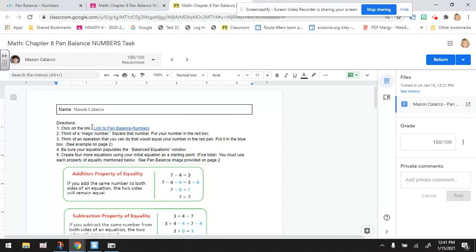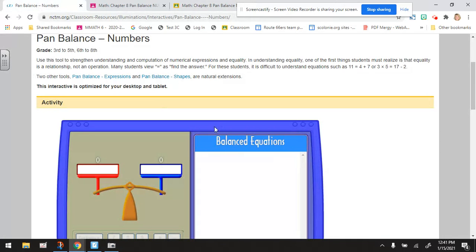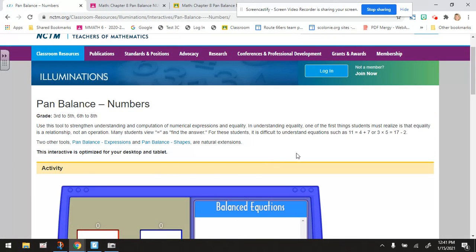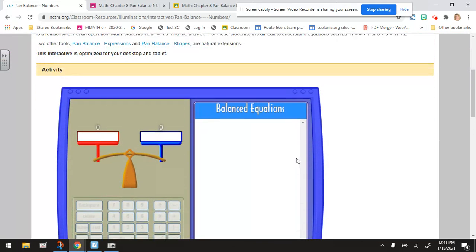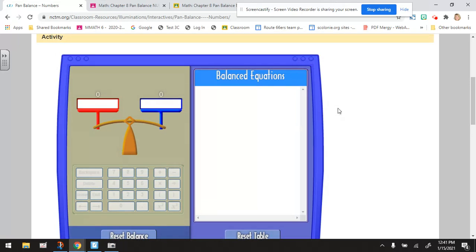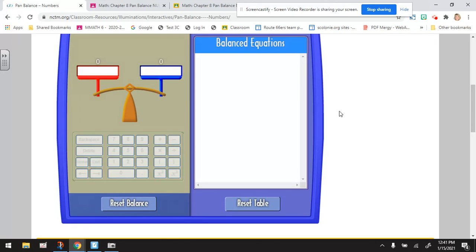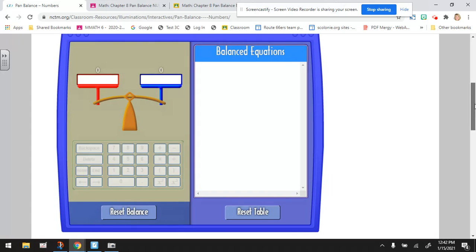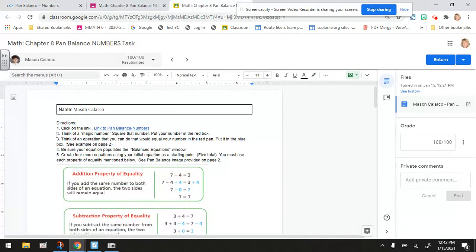Directions. Number 1, click on the link. So you're going to click on this blue link, and what will open is something that looks like this. Now, if it's slow to load, make sure you scroll down till you see the actual blue frame around a balance. If it's slow to load, you may have other things open. Some students are reporting that when their meet was open, nothing would load for them. So you might have to do this after a live meet if you're trying to do this during class. All right, so that's first, to have that open.